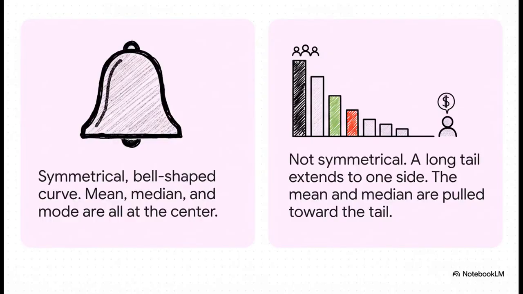So over on the left, that's the ideal, a nice, normal distribution. But on the right, that's what you're probably going to see. That's a skewed distribution. A classic example is housing prices. Most houses fall into a certain price range, but then you have a few mega mansions that pull the average way up, creating that long tail.